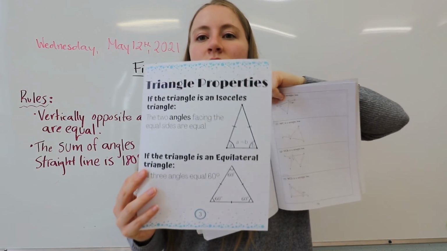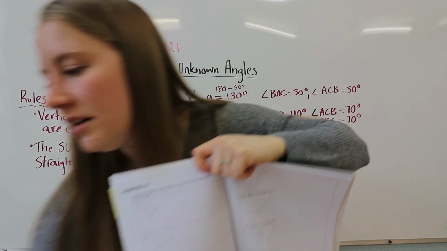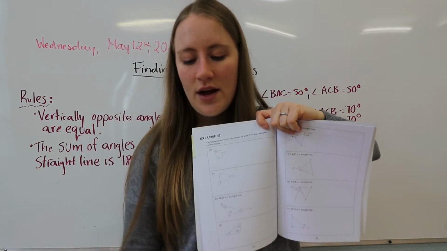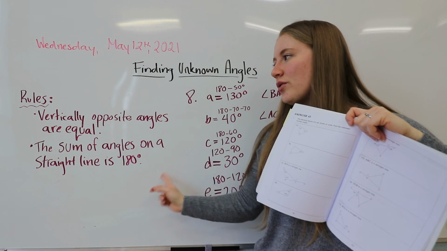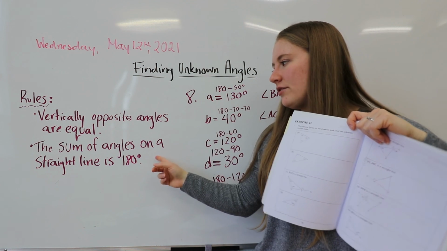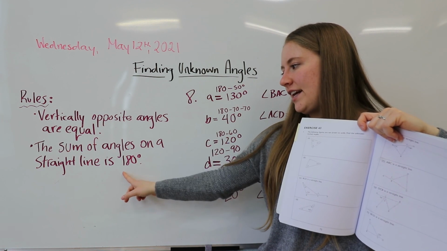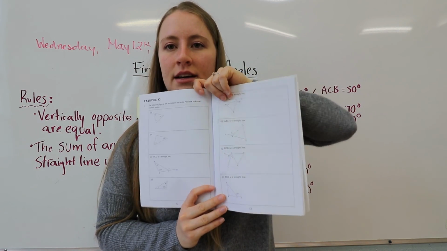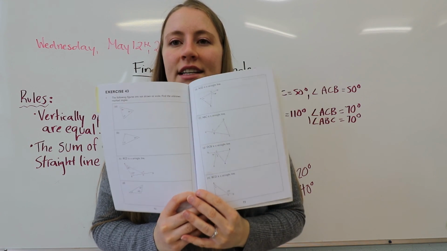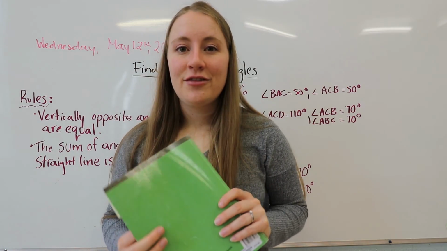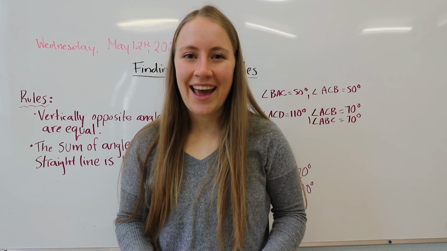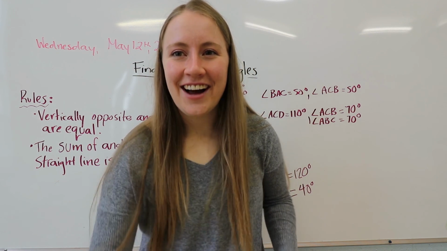So we use the rules we know about isosceles triangles, as well as the values with that one. And don't forget these 2 rules, okay? The sum of angles on a straight line is 180 degrees. And vertically opposite angles are equal, okay? So please use those when you're trying this. And of course, if you have any questions, you're welcome to reach out to me, okay? But you've got this.